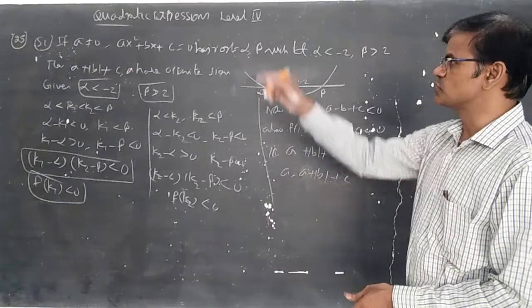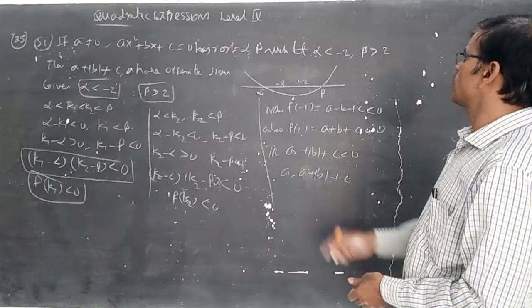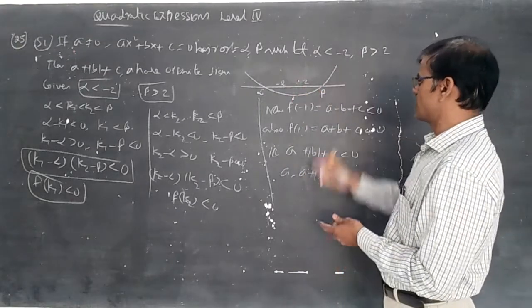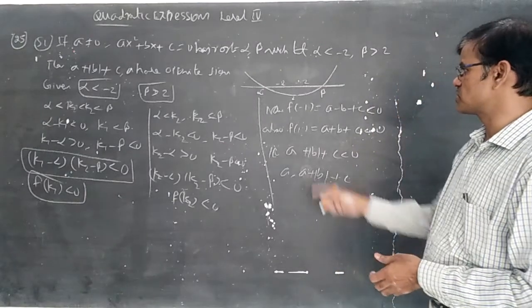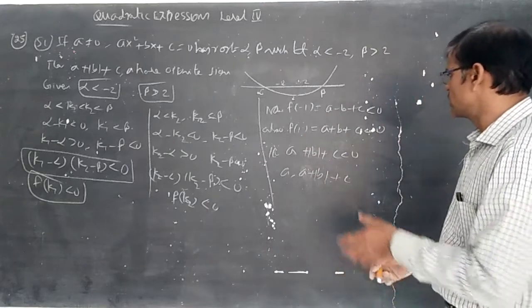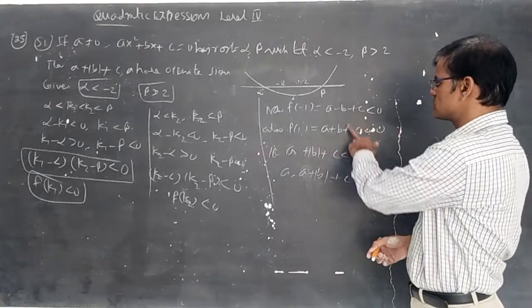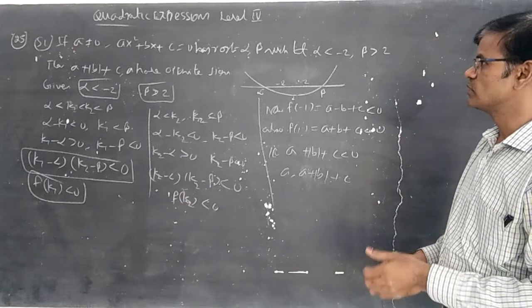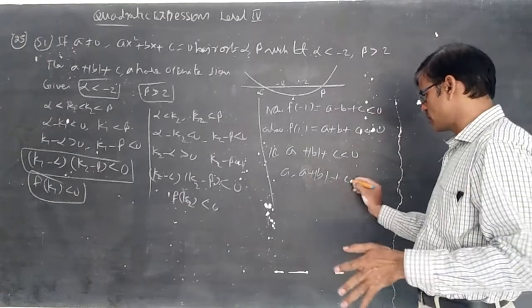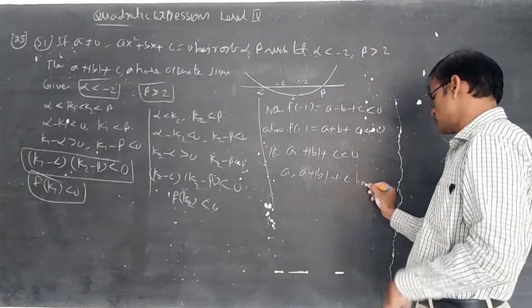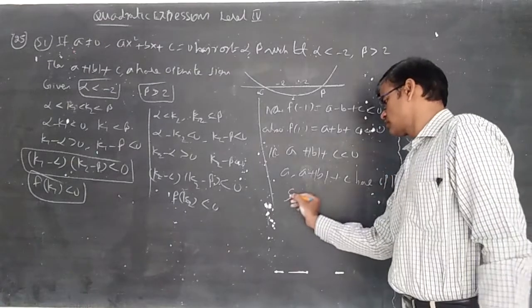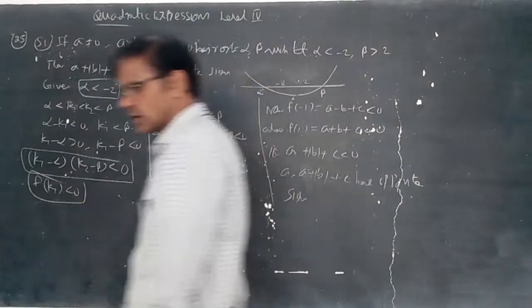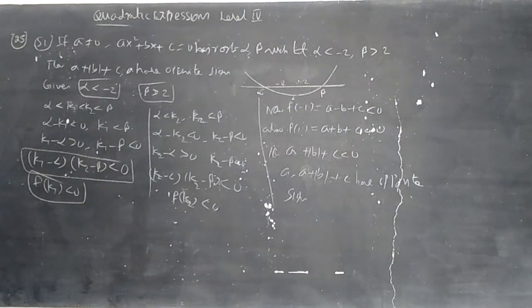Roots of A not equal to 0 are given. So alpha less than minus 2 and beta greater than 2 are given. So Ax square plus Bx plus C equal to 0 for the expressions f of minus 1 and f of 1 whenever it is less than 0. If it is plus into minus, it becomes positive. Then you can understand A comma A plus mod B plus C have opposite sign. A comma modulus of A plus B plus C have opposite sign.